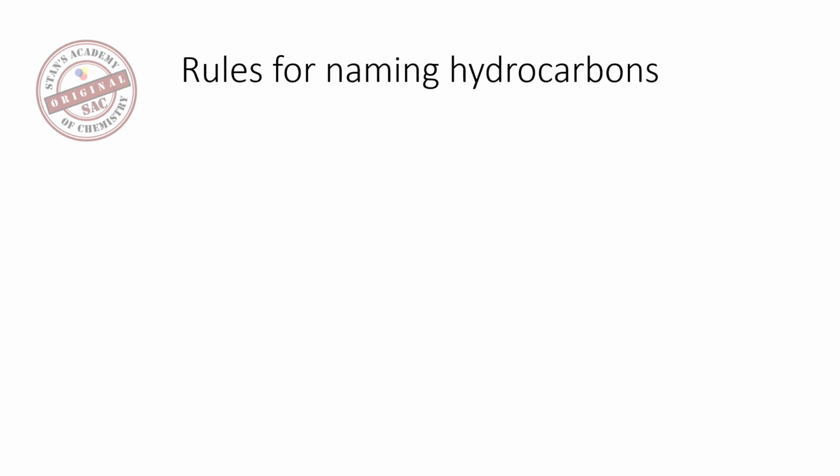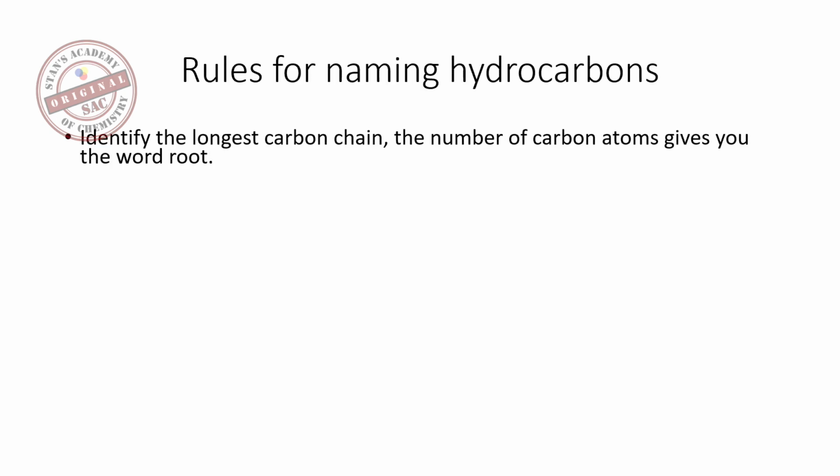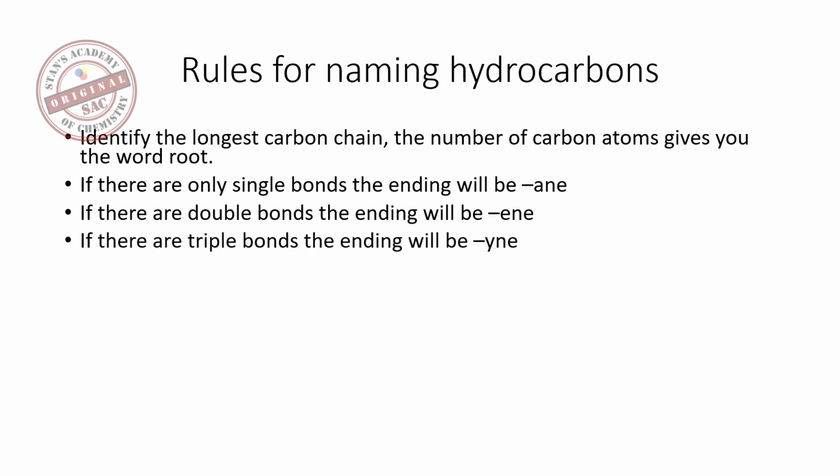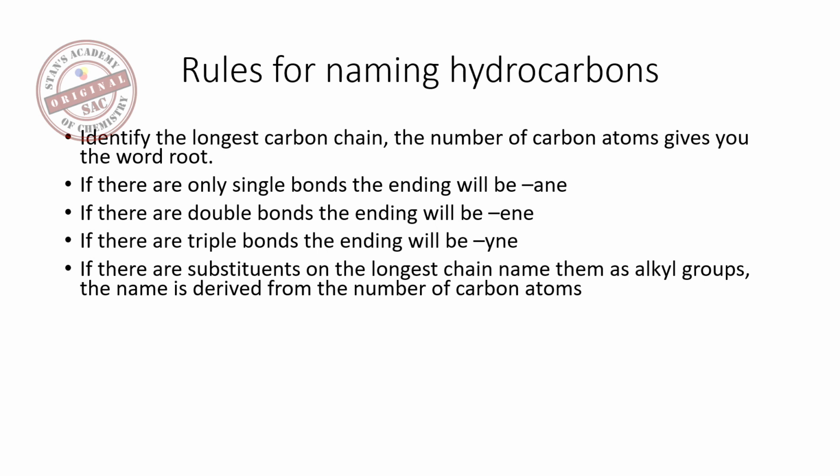Rules for naming hydrocarbons. Identify the longest carbon chain or the number of carbon atoms, which gives us the word root. If there are 3 carbon atoms, it will be propane. If there are only single bonds in the hydrocarbon, then the ending would be ane. If there is a double bond, the ending would be ene. And if there is a triple bond, the ending will be yne. If there are substituents on the longest chain, we name them as alkyl groups, and the name is derived from the number of carbon atoms in the alkyl group. We had just seen how we can name alkyl groups.